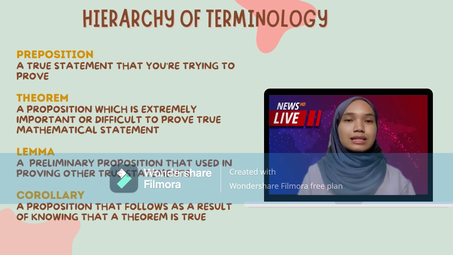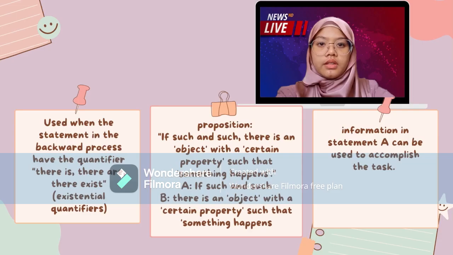The third word is lemma. Lemma is a true statement used in proving other true statements, that is, a less important theorem that is helpful in the proof of other results. The last one is corollary. Corollary is a proposition that follows as a result of knowing that a theorem is true.